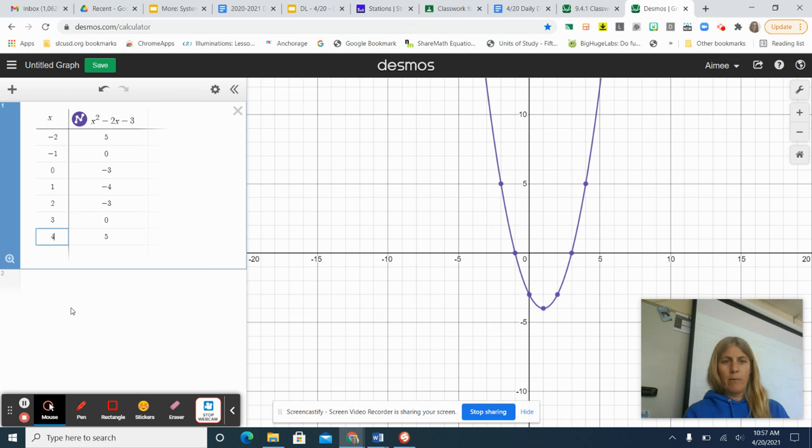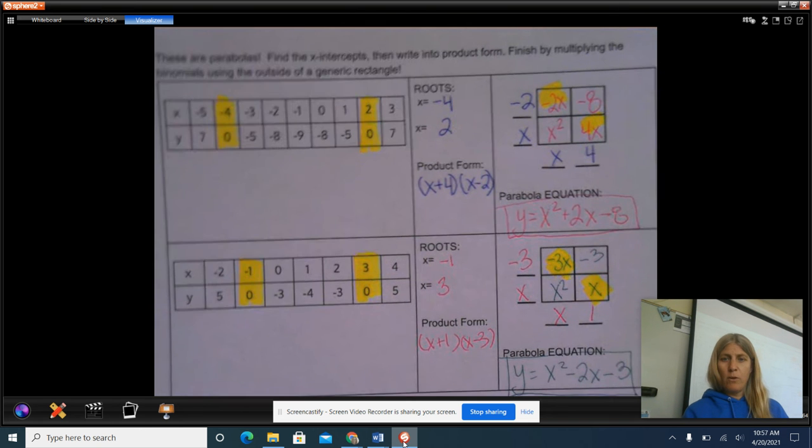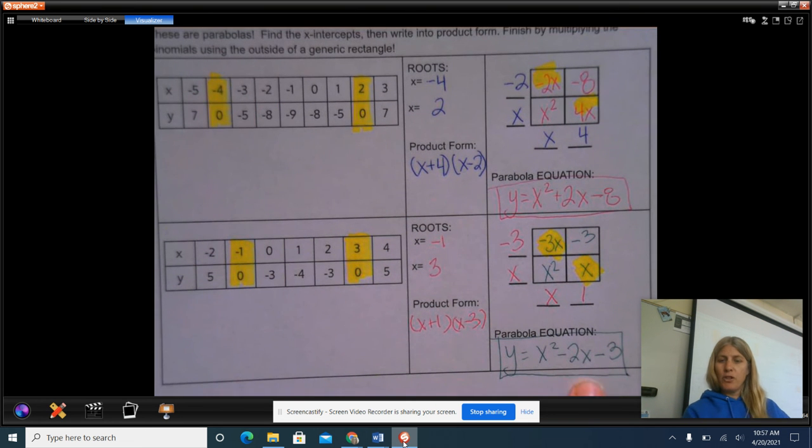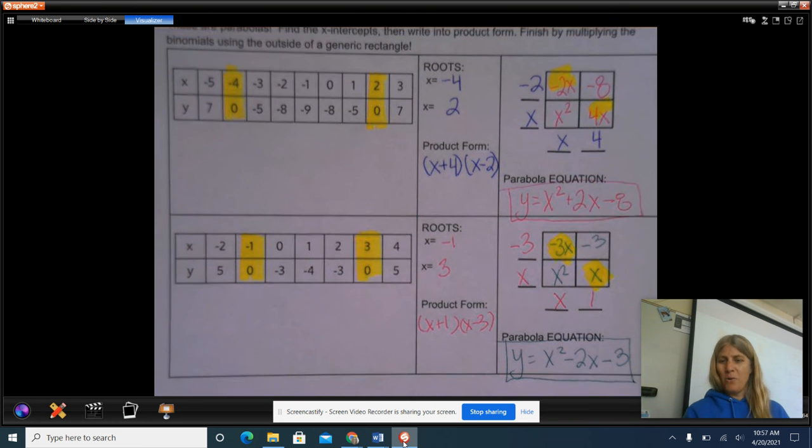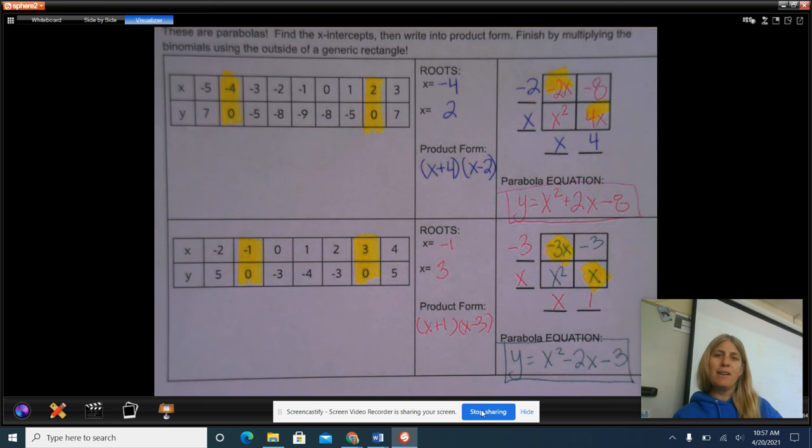So once again, ladies and gentlemen, you're given a table of values and you see that it's a parabola. You're going to find those x's, which are your roots, your x-intercepts. You're going to change that into product form and then use the outside of a generic rectangle to multiply those binomials and then combine like terms to get your parabola equation. And once again, this is going to be a question on your Chapter 9 quiz and your Chapter 9 test. So make sure you're asking for help if you are struggling.